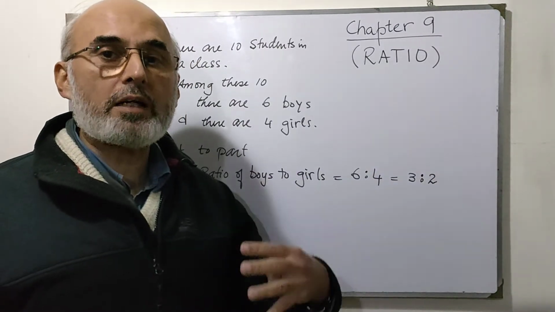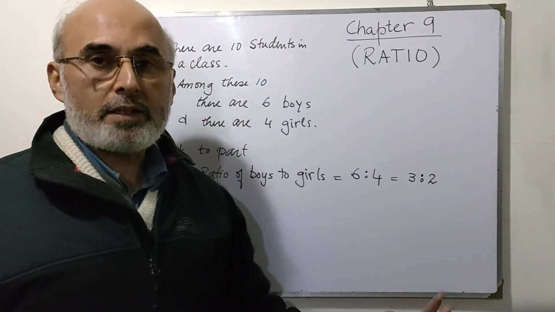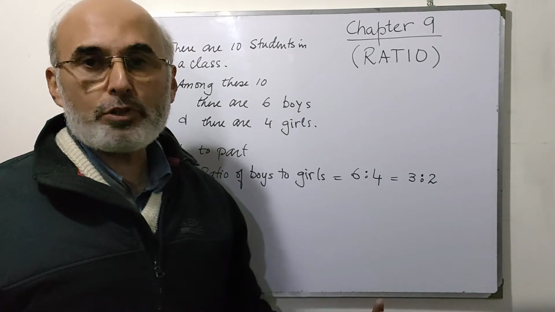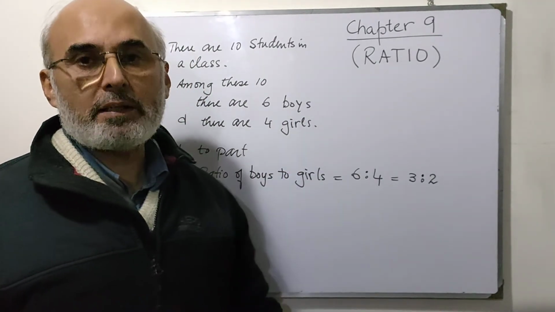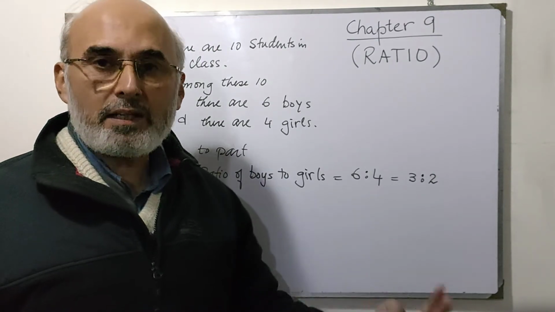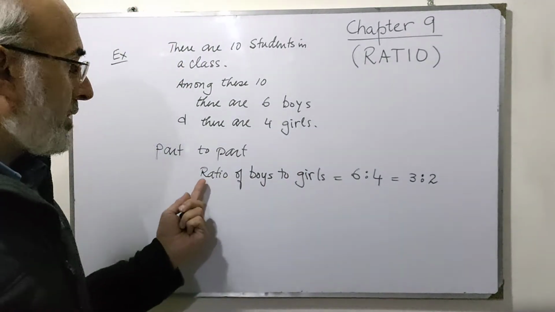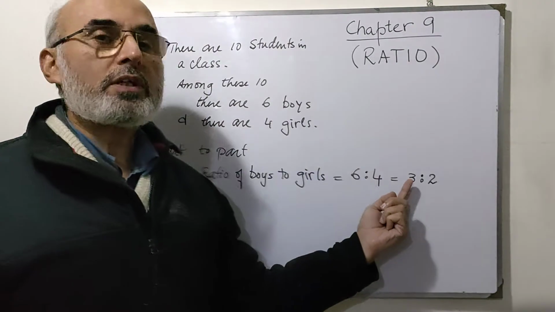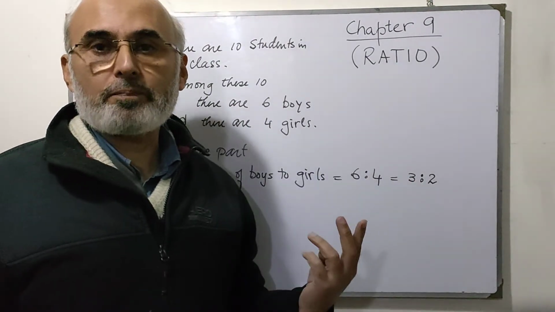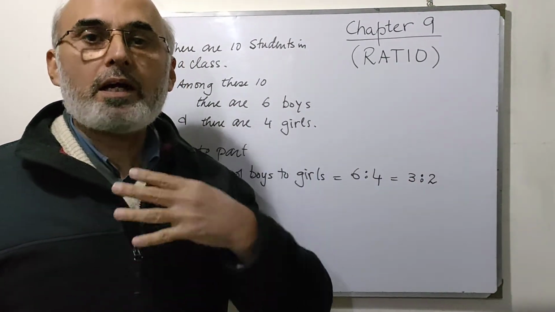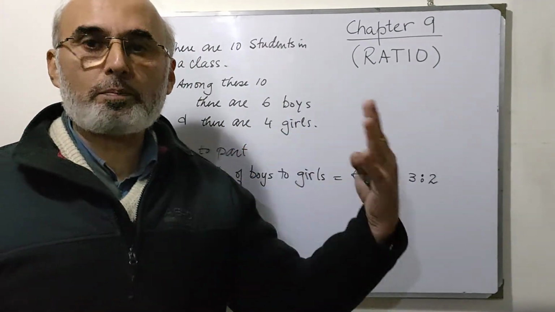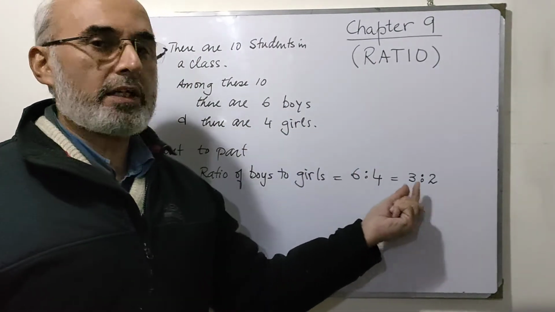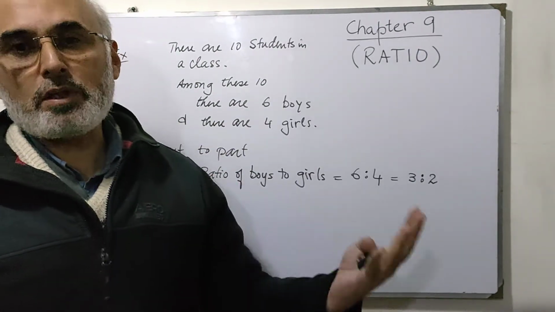So whenever we are representing quantities in ratio, the number has to be in the simplest form. By simplest form we mean the lowest integers. So now we have the ratio of boys to girls. 3 boys to 2 girls. So we are comparing a group of boy students with a group of girl students, and we got the ratio. There are 3 boys to 2 girls.